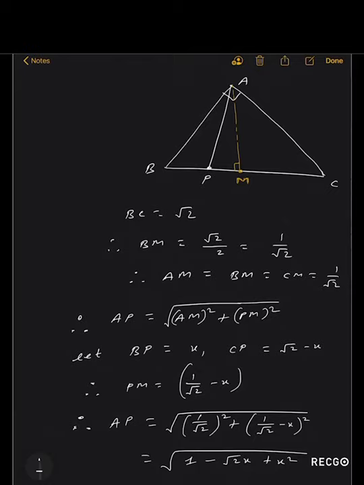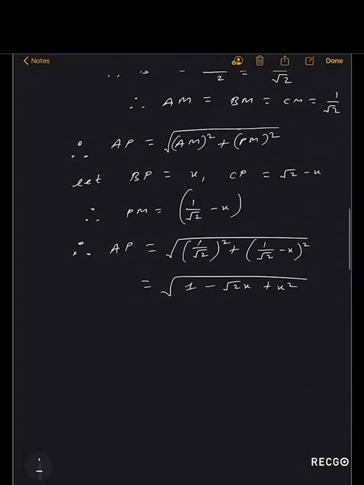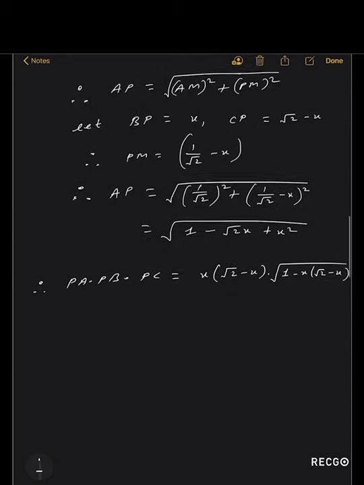So now we got AP, we already know BP, and we have assumed BP equal to x, and then we know PC. So if I multiply all of them together, we are getting PA into PB into PC. Now PA, as we have just calculated, is equal to the square root of 1 minus root 2 into x plus x square, as you can see just above, and PB and PC we already know. PB we have assumed x and PC is root 2 minus x. So if I take x common, we are getting 1 minus x into root 2 minus x.